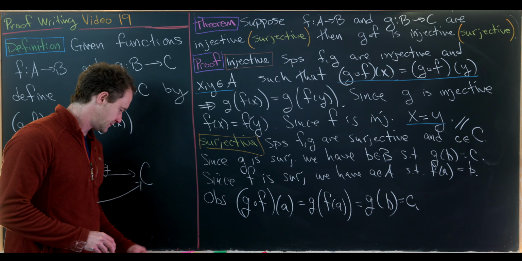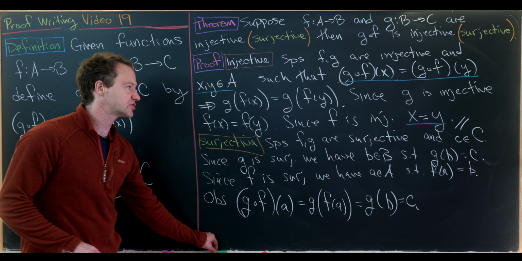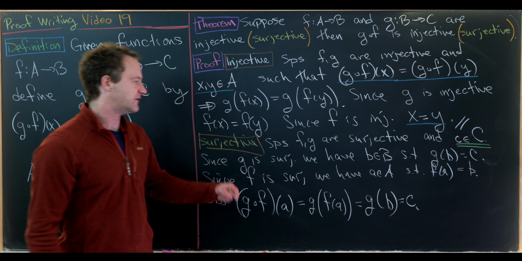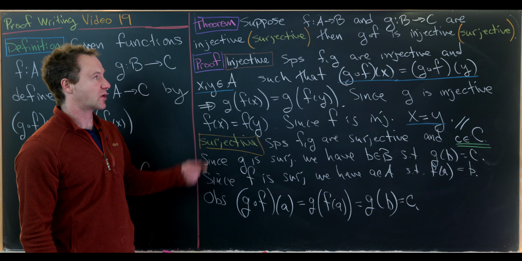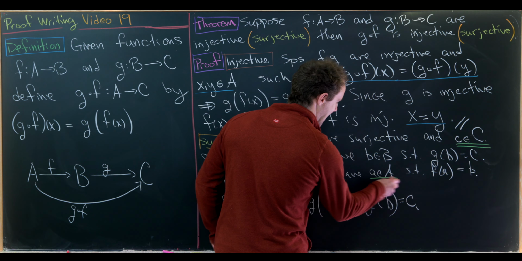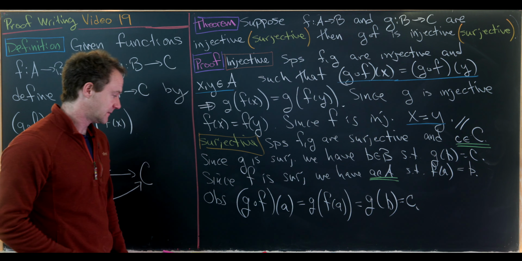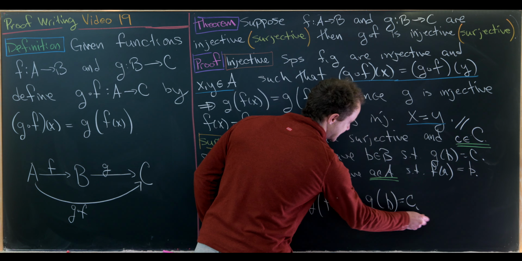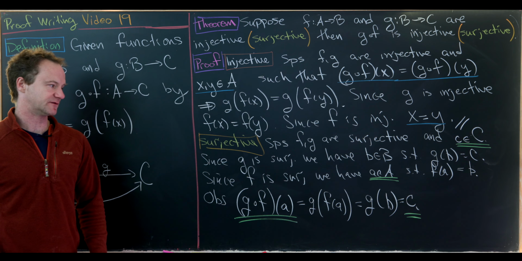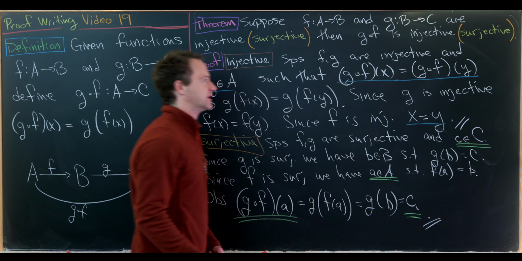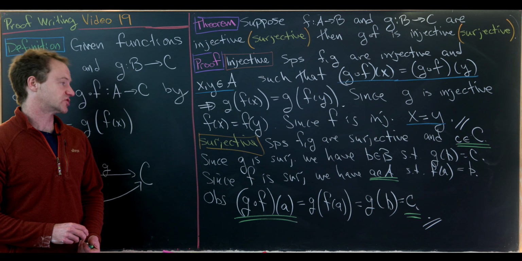So what did we do? We took an arbitrary C in the codomain, and via the definition of surjectivity and the properties of the given functions, we found an A in the domain such that that A gets mapped to that C under our composition of functions. But that's exactly what we need in order for this composition to be surjective.